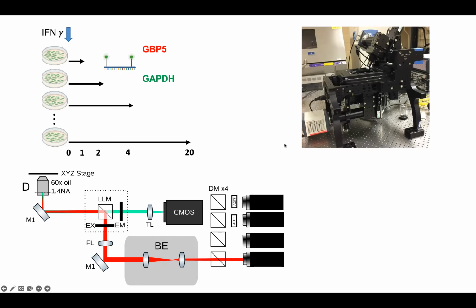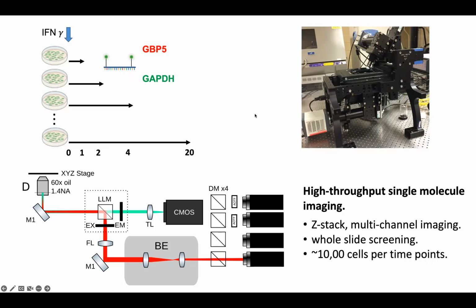We use four channels for the imaging. Two channels are the GAPDH and the GBP5 RNAs, and we also use a nucleus channel to identify the nucleus, as well as one more channel to identify the cell boundary. All the microscopy is controlled automatically by switching the lasers on and off. I'm not going to go through the technical details, but I just want to mention the number of data sets that we have collected.